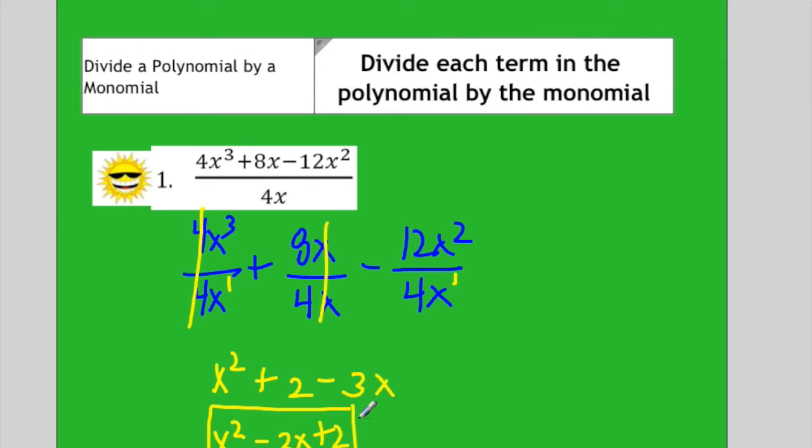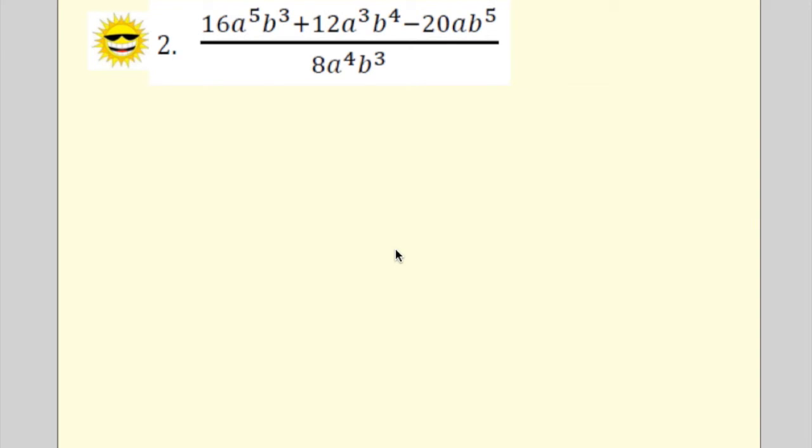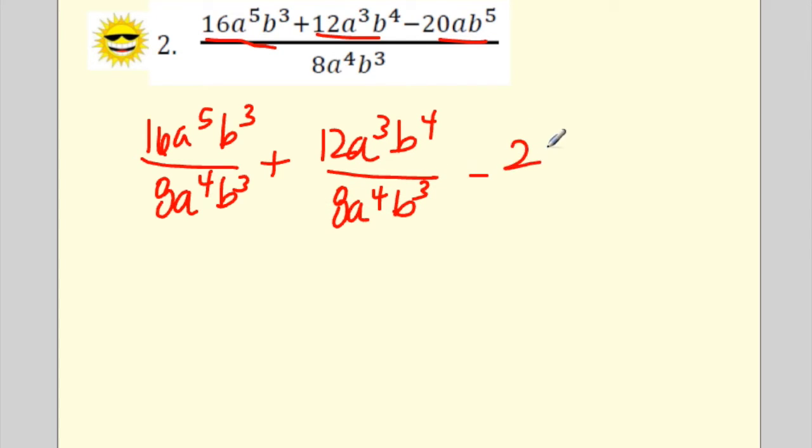Okay, moving on to example 2. On example 2, I notice it's a polynomial divided by a monomial. There's only one in the denominator. So I take each part in my numerator and divide it by that. So I would have 16a to the 5th, b to the 3rd, divided by 8a to the 4th, b to the 3rd, plus 12a to the 3rd, b to the 4th, over 8a to the 4th, b to the 3rd, minus 20ab to the 5th, over 8a to the 4th, b to the 3rd.